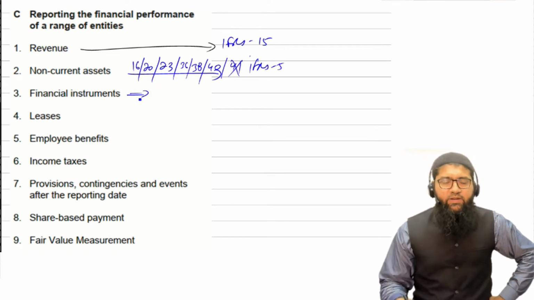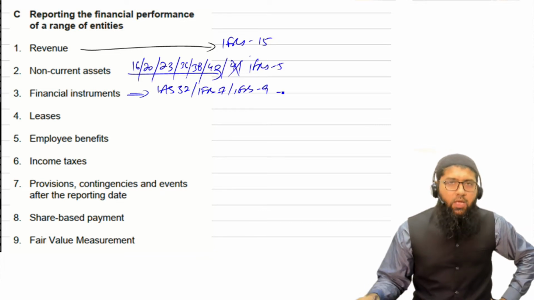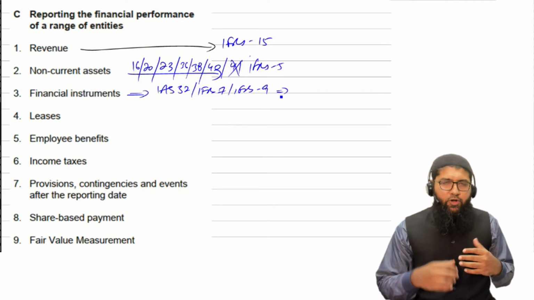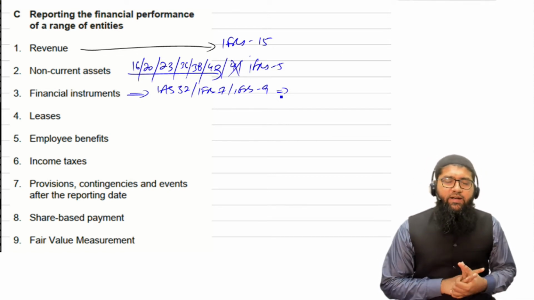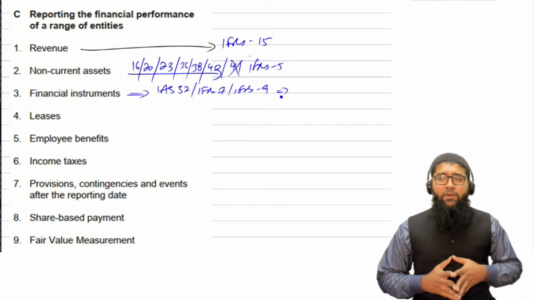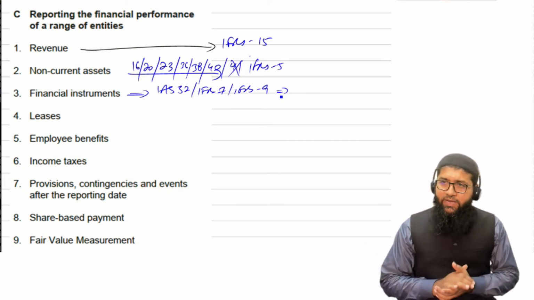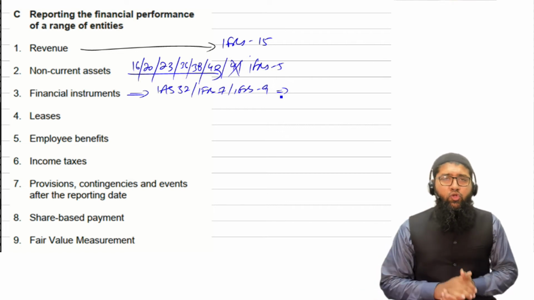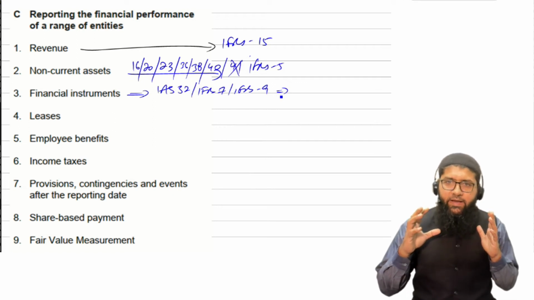Then financial instruments, the students, they run away from it. So that would include IAS 32, IFRS 7, and IFRS 9. All these accounting standards would be included in here. So what is actually going to happen? Try to understand. We are going to be not just discussing what a financial asset is, what a financial liability is, what is a financial asset at fair value through P&L, what is a financial asset at fair value through OCI or amortized cost. We're going to be discussing in detail.